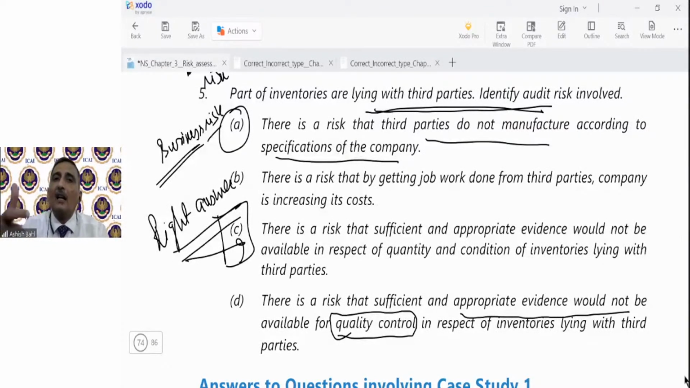तो अगर आप किसी से जॉब वर्क करवा रहे हैं, तो ऑडिटर का पहला कंसर्न होगा कि भैया वो स्टॉक है भी या नहीं है, क्योंकि कंपनी में तो है नहीं. So the auditor's first concern would be whether that stock exists or not, और उसकी कंडीशन क्या है, because he doesn't know about it. वो किसी और के पास पड़ा हुआ है, थर्ड पार्टीज के पास. So there is a likelihood that he may give an inappropriate opinion.